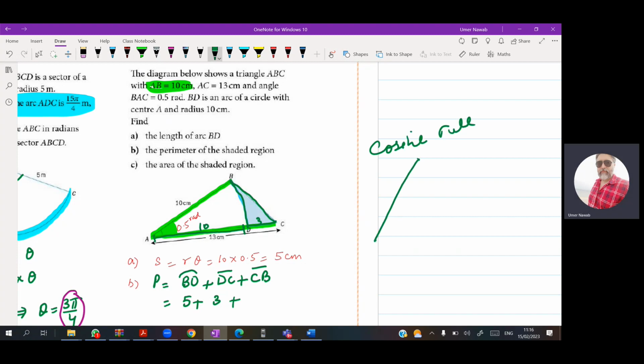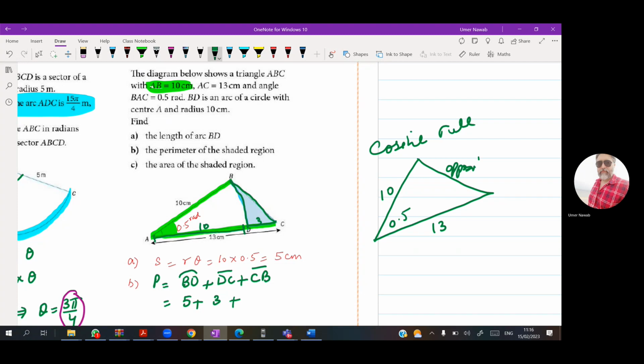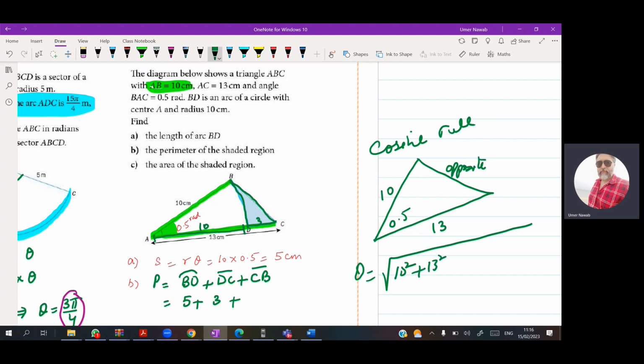In IGCSE, we took it that if two sides are given and their included angle is given, we can find the opposite side. The opposite side is always equal to a big square root of side squared plus side squared minus 2 times side times side times cosine.